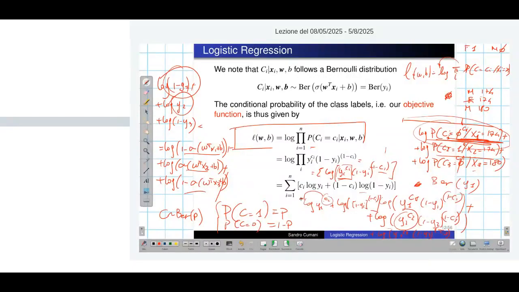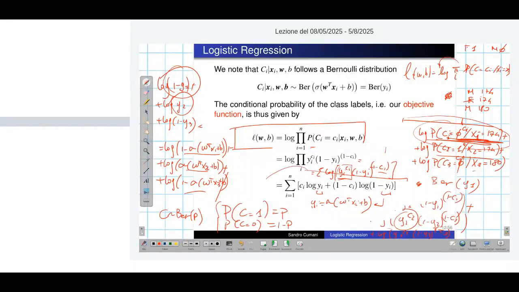I take the exponent outside, and what you have is what is on the slide. The log likelihood can be expressed in this form. This yi is a function of the feature vector and w, and this is the same, of course. So this is the function that describes the likelihood.